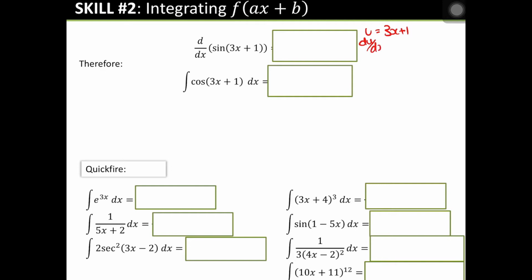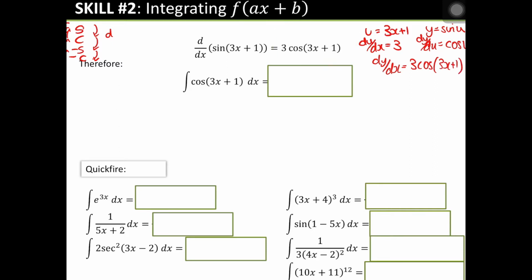So du dx will equal 3. We then know that y is sine u. So dy du will be cos u, because we remember that we can go down our sines and cosines to differentiate, and then we come back up again to integrate. Okay, then we can bring them all together, so we'll have dy dx equals 3 cos of 3x plus 1, because we substitute our u in and so on. So we can do that part.